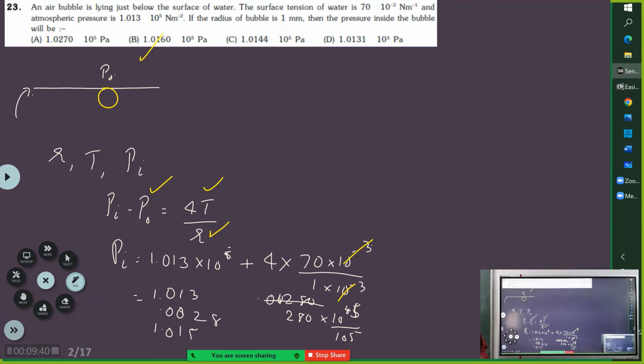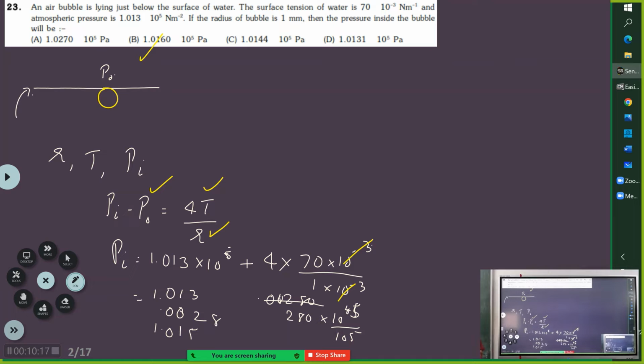It should be totally balanced, because the air bubble is lying just below the surface of water, inside the water. So only one surface provides the tension. Inside the water, there is only one surface for the bubble. Outside the water, there will be two surfaces.